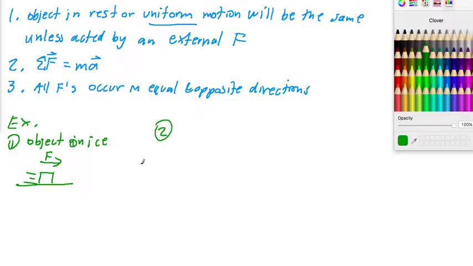Number 2. So force equals ma. That's just the formula: the sum of the forces equals mass times acceleration. In this case, there's only one force, so if we wanted to find the acceleration of this object, we would have to know the mass and then divide the force that we applied by the mass. That will give you the acceleration. And last, number 3, all forces occur in equal and opposite directions.